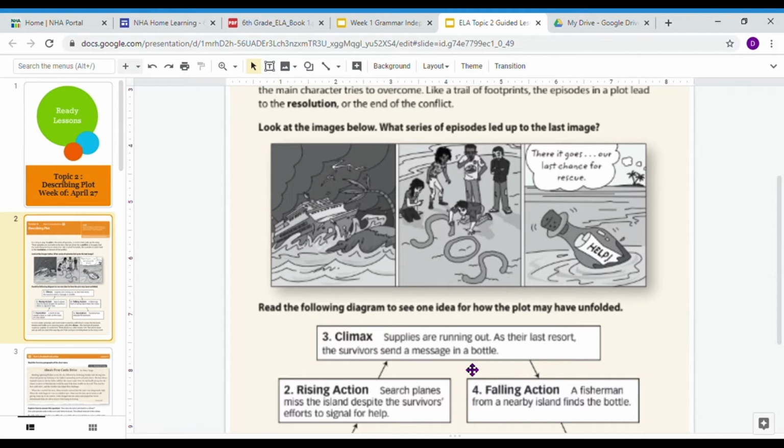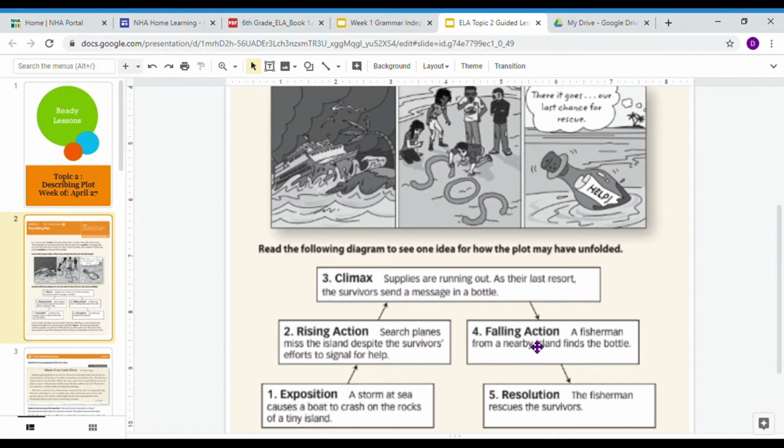And the falling action is kind of the events that lead to solving the problem or the conflict. We didn't get to see the falling action in our comic. We would have needed another picture. It says a fisherman from a nearby island found the bottle.